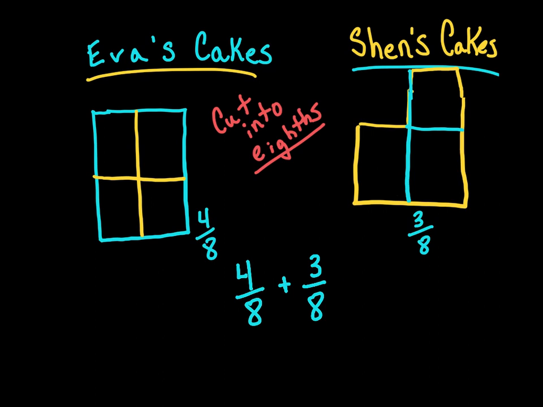We want to find out how many pieces are left all together. We're going to be adding, and we're left with 7 8s. So 7 8s of this cake is left over. And that makes sense because it's 1/8 from being a whole right here. This would be 1/8 left from being a whole.